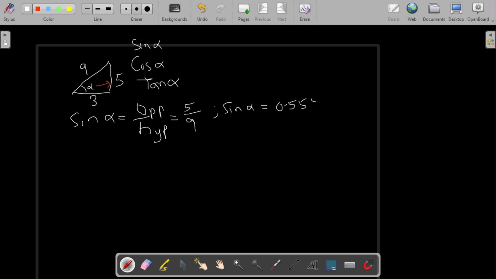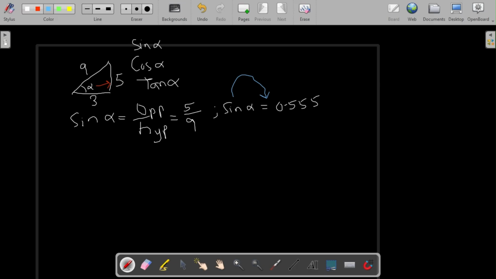0.555. It is very easy for you to get the angle, but that's not what we are doing. How can you get the angle? That would just be arc sine. You take sine to the other side, or sine inverse. So that would be alpha equals arc sine 0.555. But that's not what we are doing. We just want to get sine alpha, cos alpha, and tan alpha.